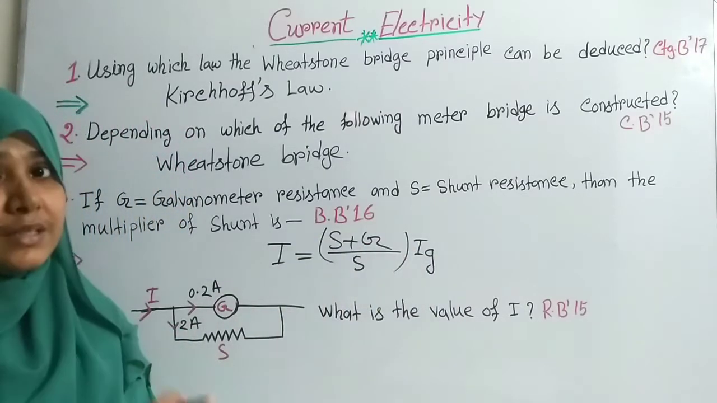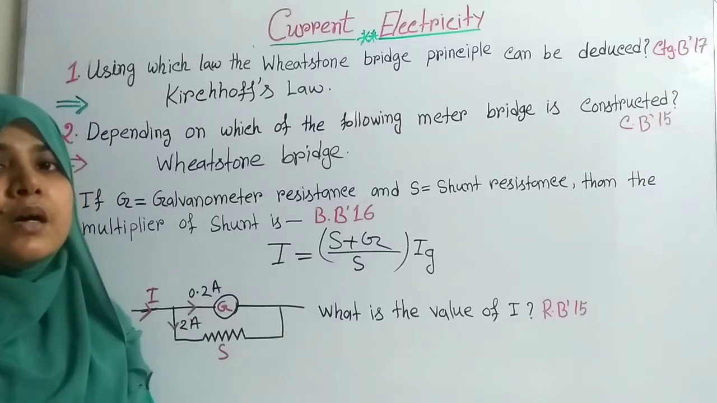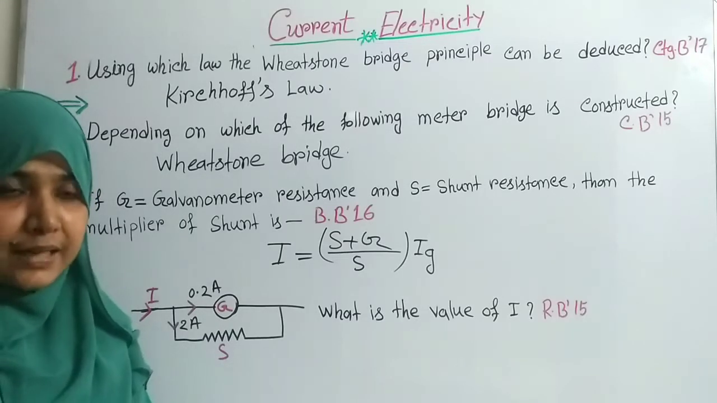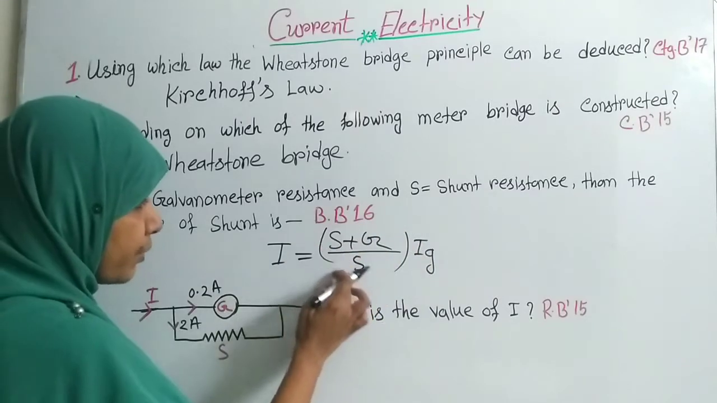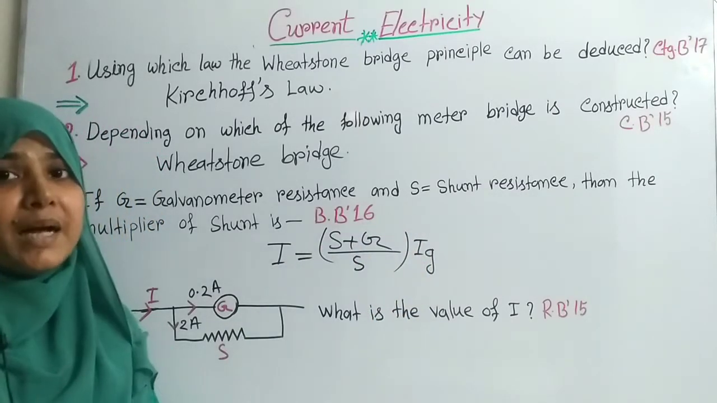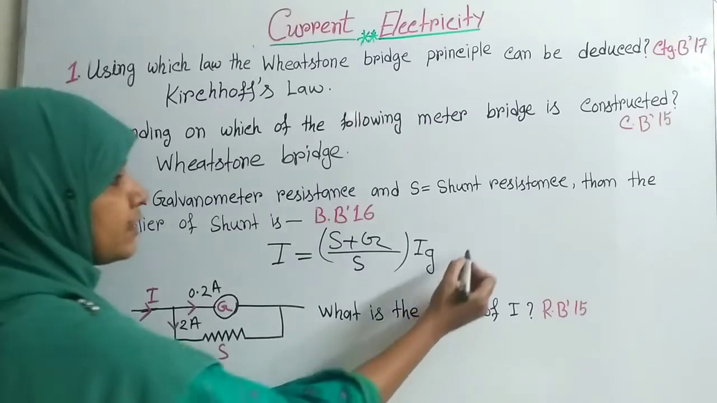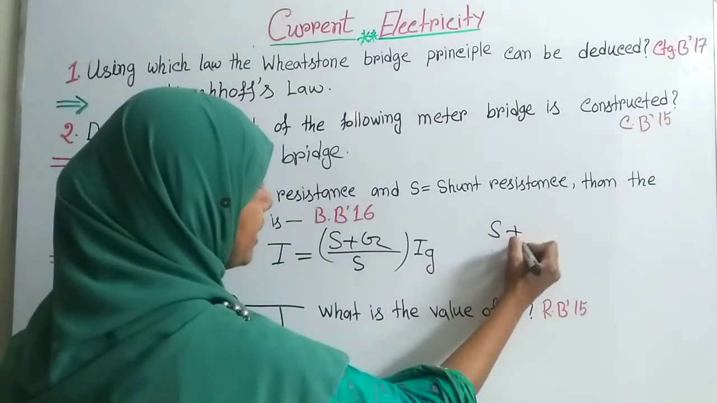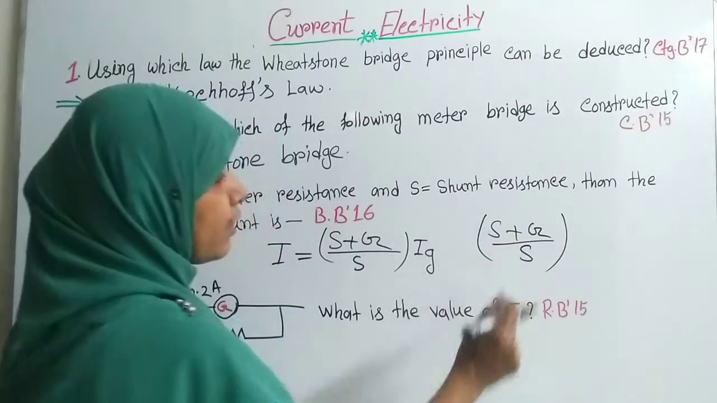By using this formula, we can calculate the main current in a galvanometer. And here, (S plus G) by S, this portion is known as the multiplier of shunt. So we can say that the right answer is (S plus G) by S. This is the multiplier of shunt.